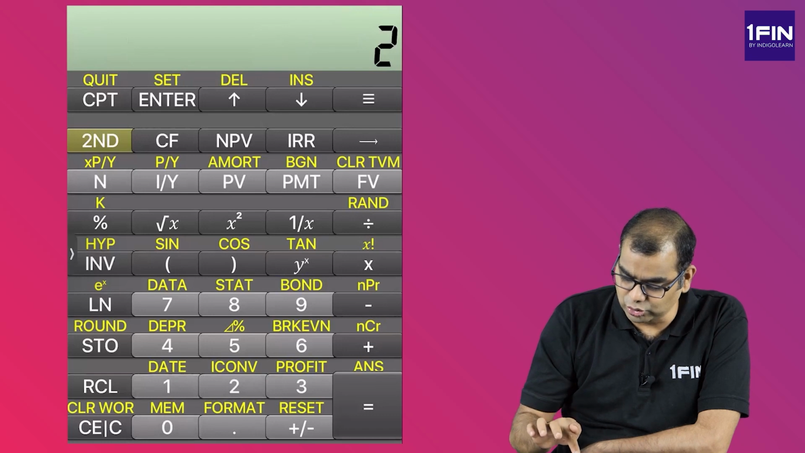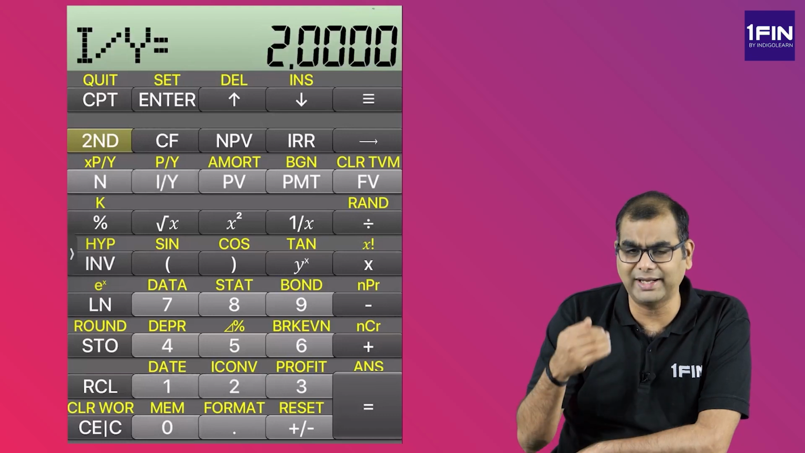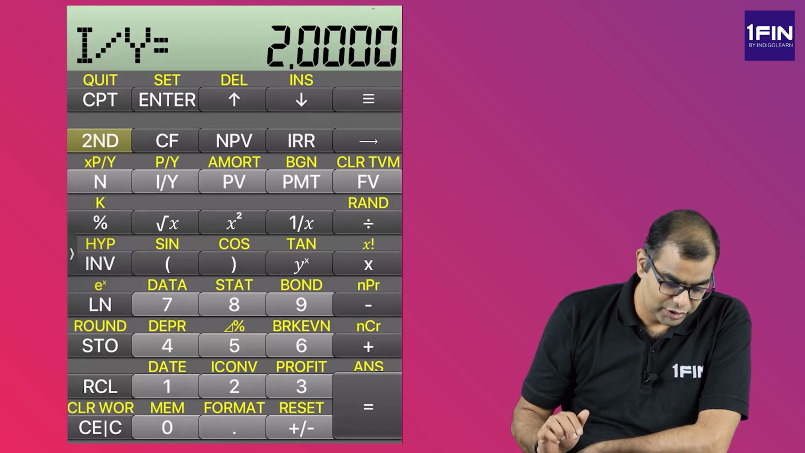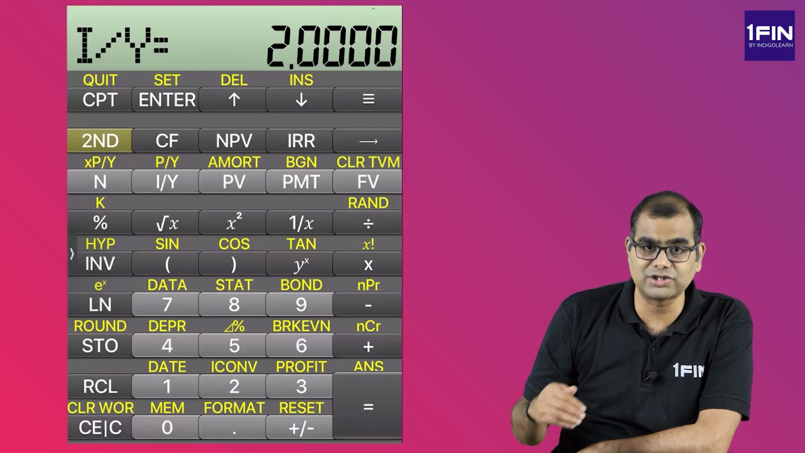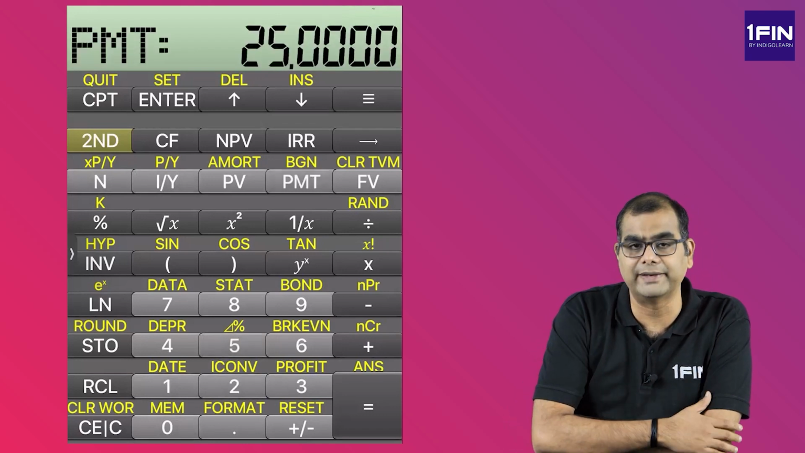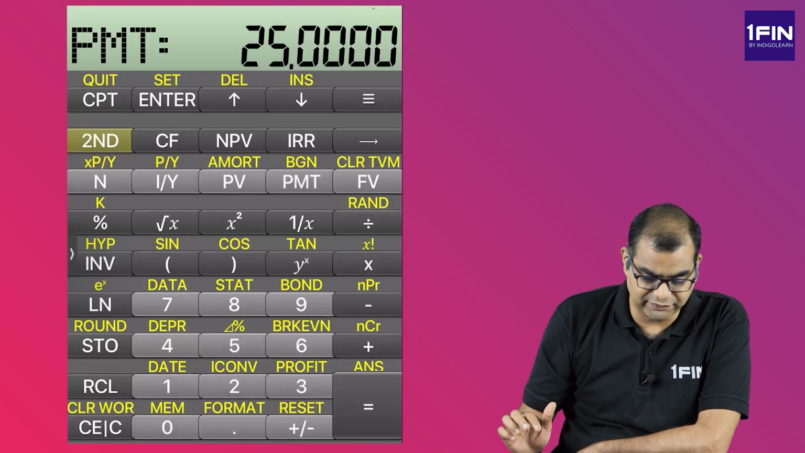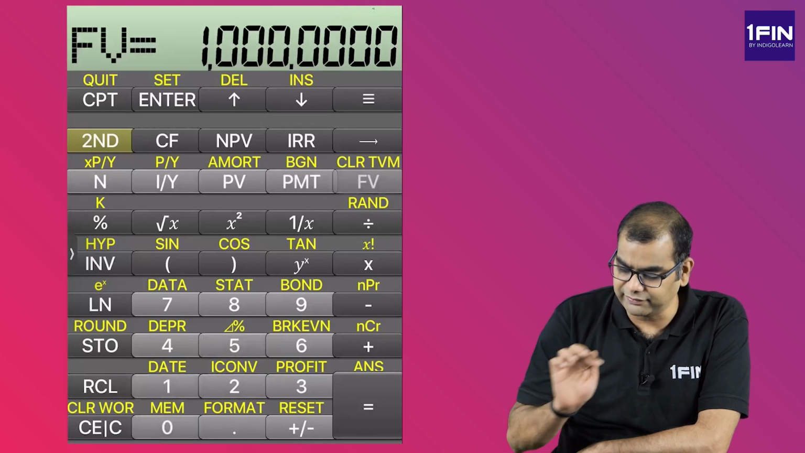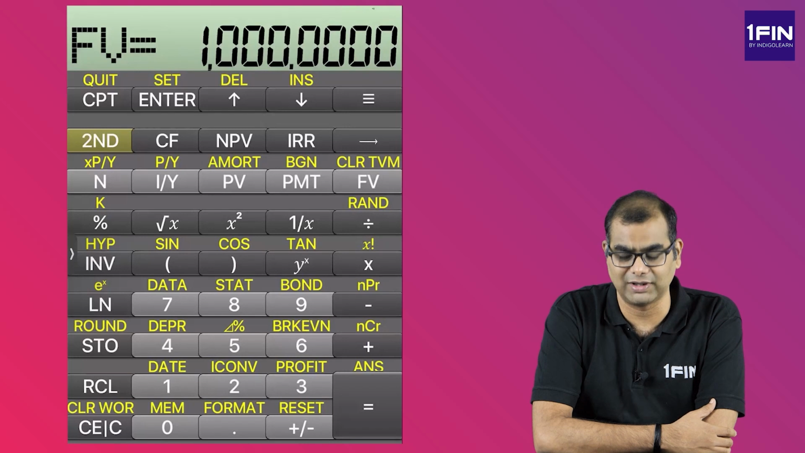So you press 2 and I by Y. So interest per period, or yield per period, is 2%. That is also stored. Then you have payment, which is the periodic coupon payment, of 25. So 25 is PMT, that is also stored. Then you have future value as 1,000. So you press 1,000 and future value. So you get future value as 1,000.